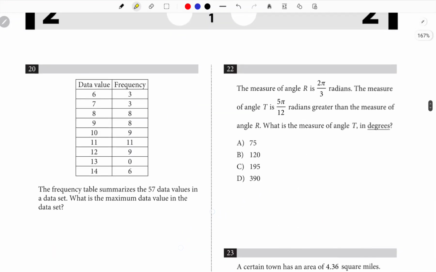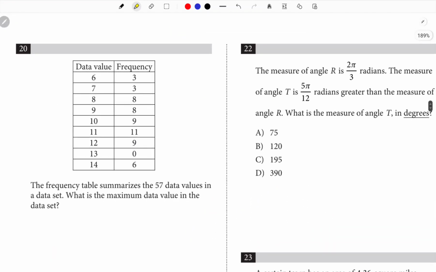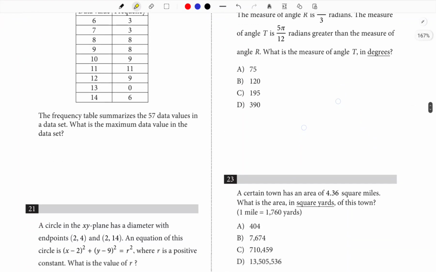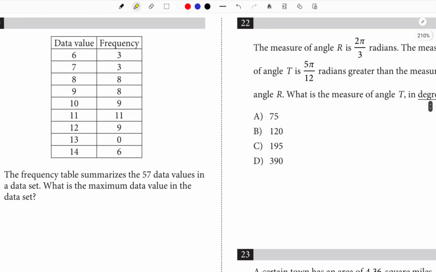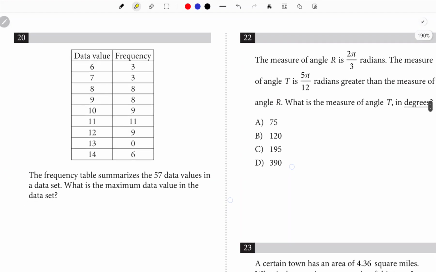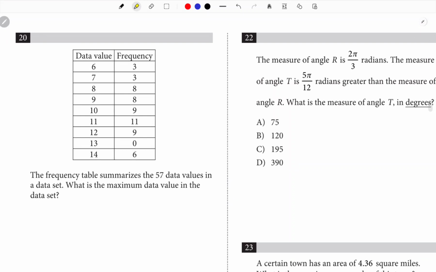So the frequency table, look at here, has 57 data values in the data set. What's the maximum data value in the data set? Okay, it looks like a frequency question. What is the maximum value of the data set? Look at this frequency. What is the maximum data value? Data value here, the maximum is 14. I think you understand very well.